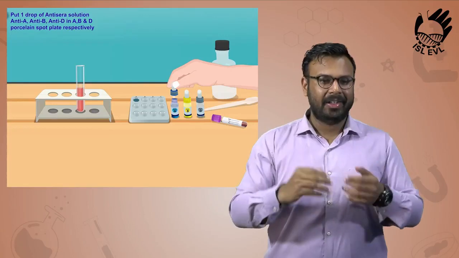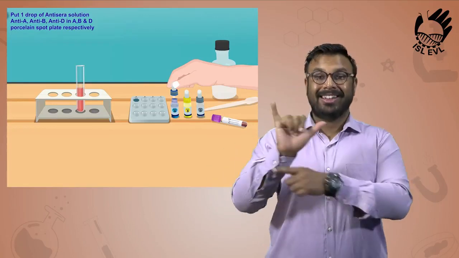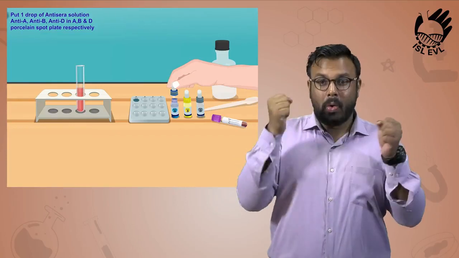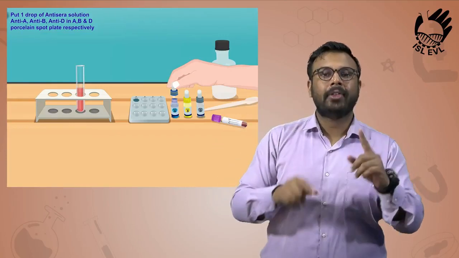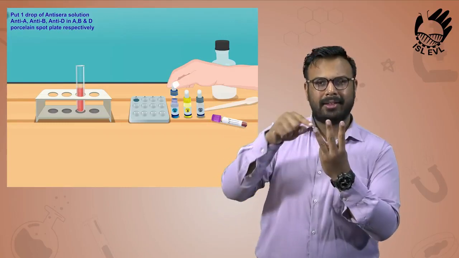Three monoclonal antibodies are kept in an icebox, that is anti-A, anti-B, and monoclonal D. Let us understand the procedure.